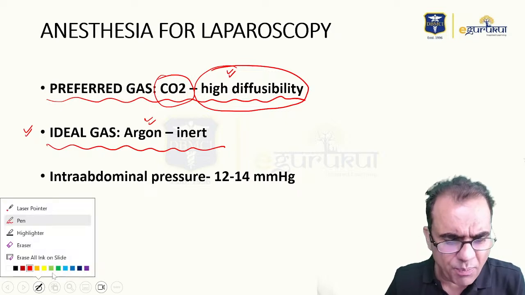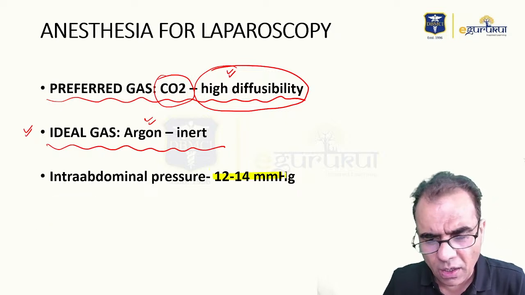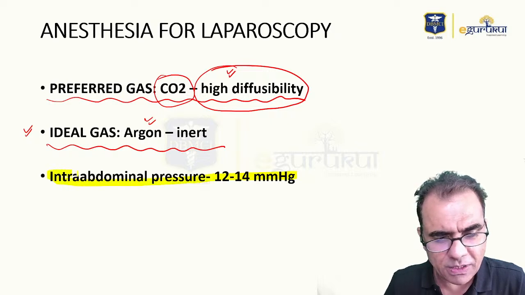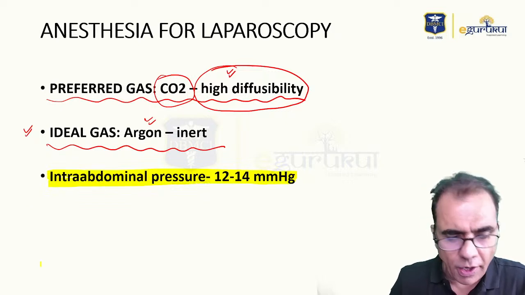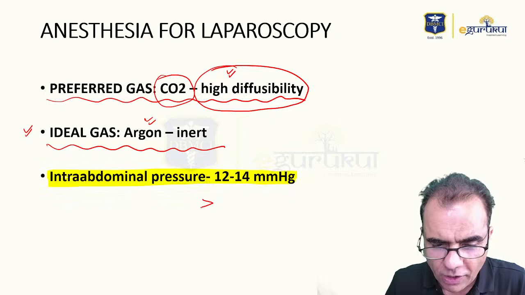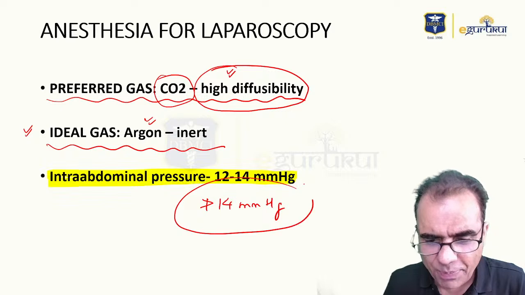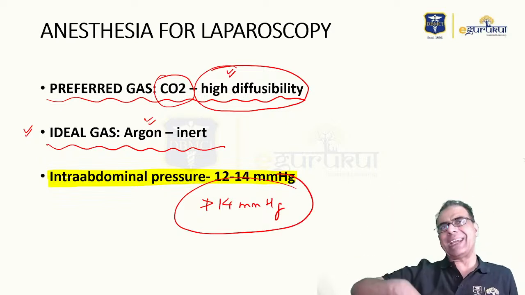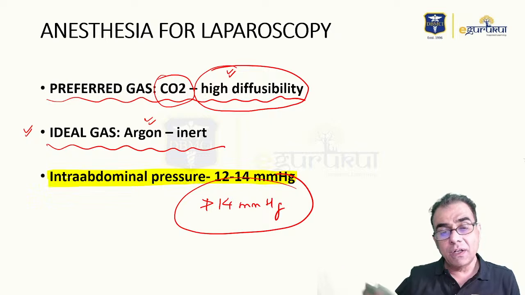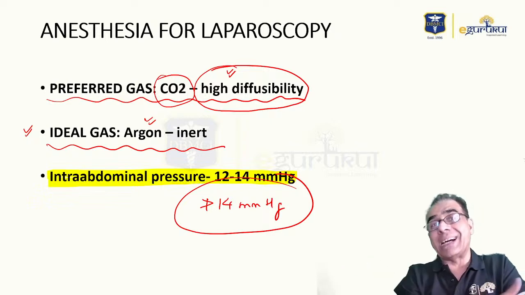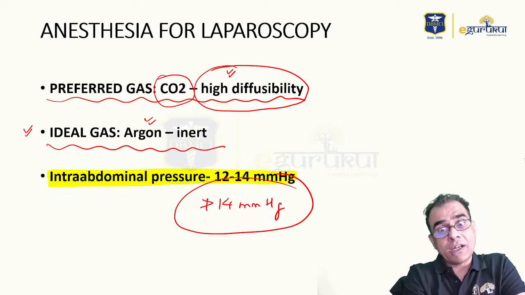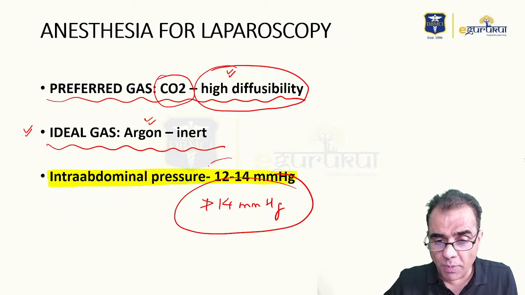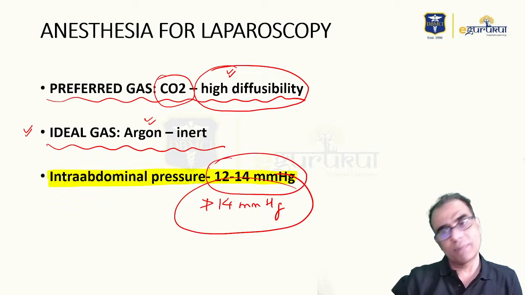Then another very important thing you have to take care of during laparoscopic surgeries is intra-abdominal pressure. It should not be allowed to go beyond 14. It should be kept between 12 to 14 and must not be allowed to go above 14. Because if you increase the intra-abdominal pressure, the IVC gets compressed, so there is decreased venous return. If this pressure becomes 20, the decrease in cardiac output can be as high as 75%, which can even cause cardiac arrest. So intra-abdominal pressure should be maintained between 12 to 14 mm Hg.